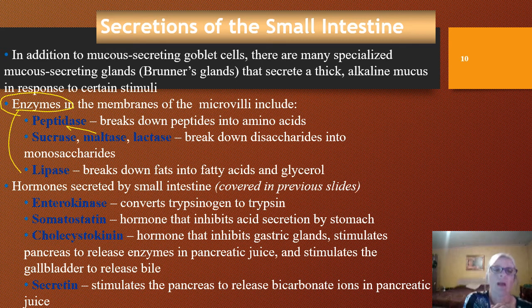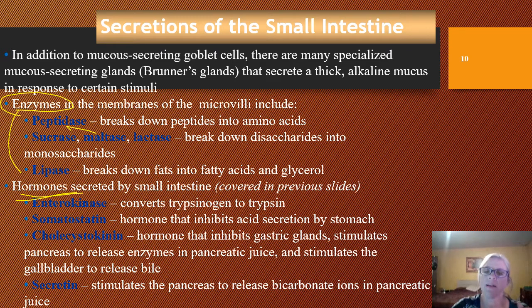And then here are the hormones that are secreted by the small intestine. And we did talk about these in previous slides, but they're worth repeating. We've got enterokinase, and that is going to take the inactive form trypsinogen, remember ogen means precursor molecule, and convert it to trypsin. And then the trypsin will go on and trigger a few other things. And then we had somatostatin that's going to inhibit hydrochloric acid secretion by the stomach.